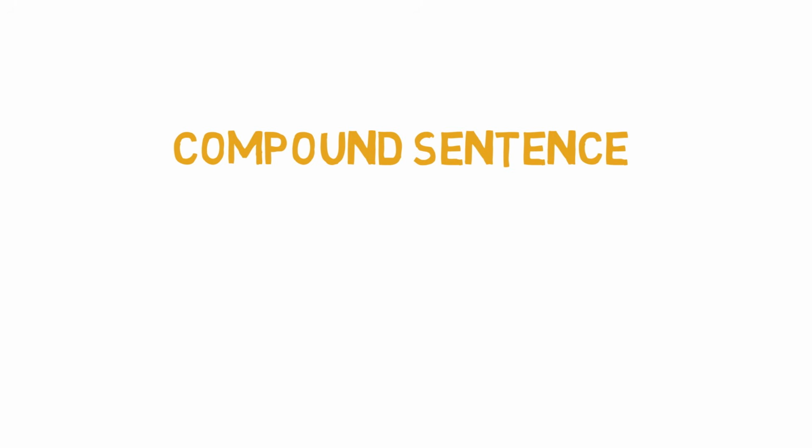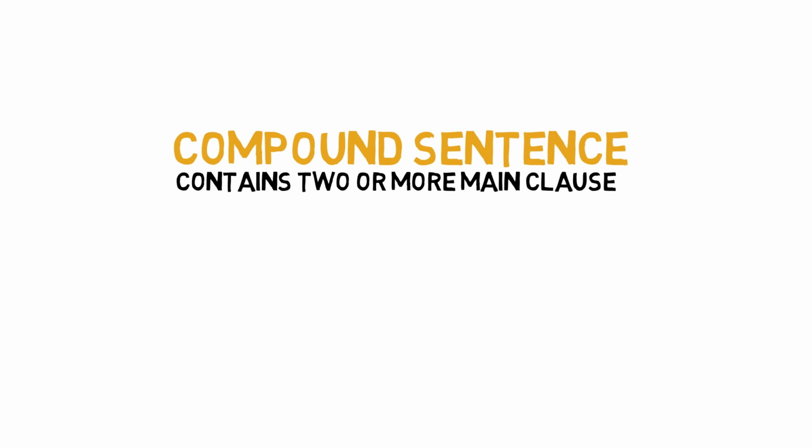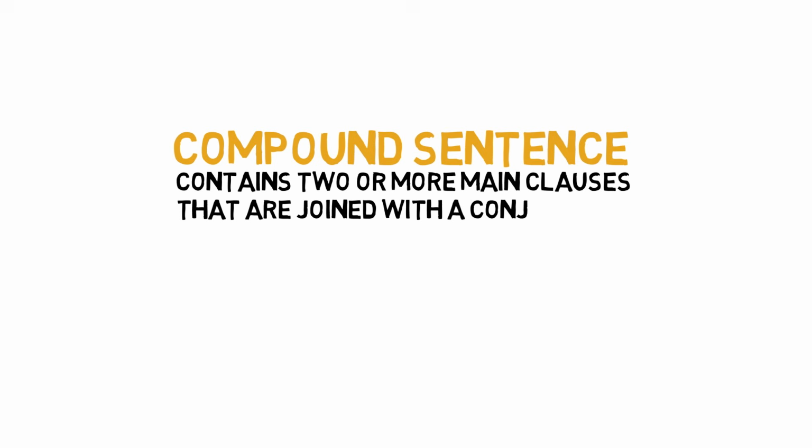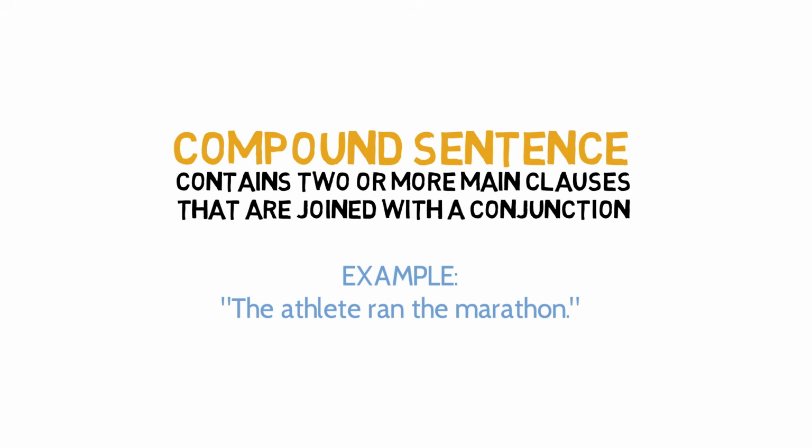Now, moving on to a compound sentence. A compound sentence is a sentence that contains 2 or more main clauses that are joined together using a conjunction. Let's bring back our simple sentence from earlier. The athlete ran the marathon. This is a single main clause.